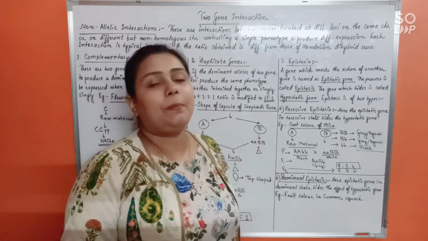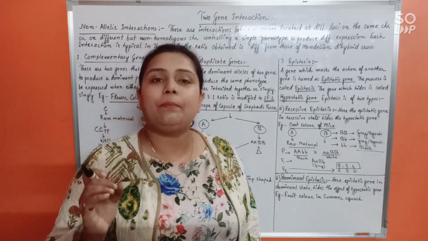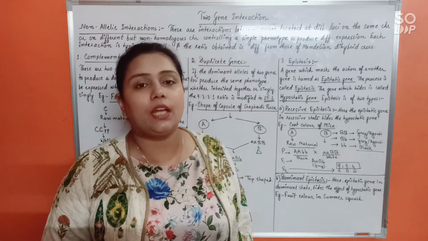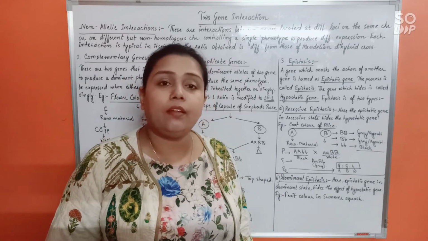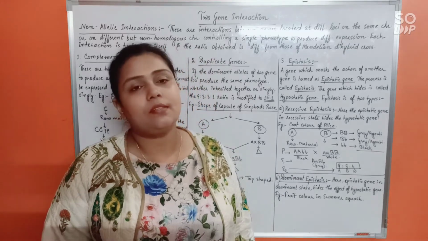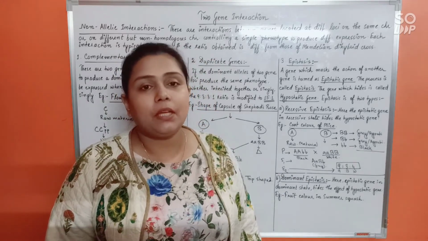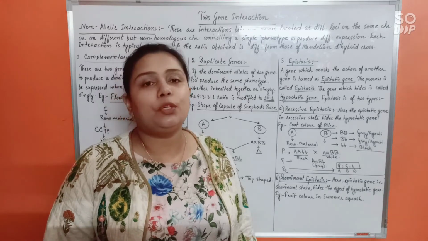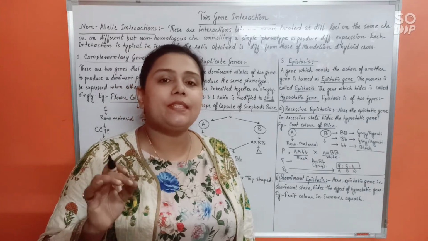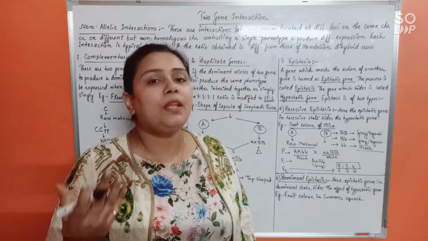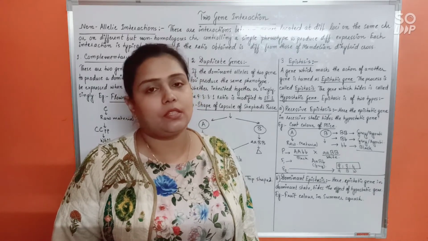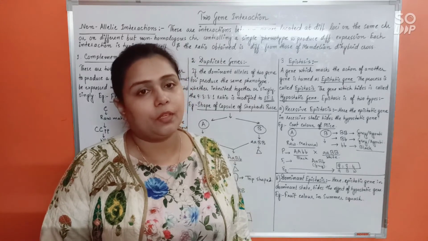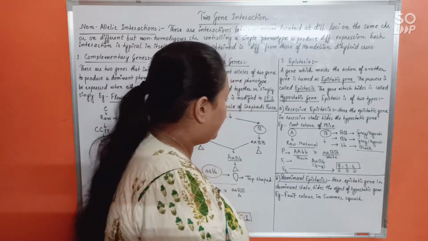Just like in recessive epistasis, you have learned that when the epistatic gene in the recessive condition does not allow the hypostatic gene to express itself, that is called recessive epistasis. So similarly, dominant epistasis would mean that when the epistatic gene is in the dominant state, it does not allow the hypostatic gene to express itself. As simple as that. Alright, so let's check out the example.